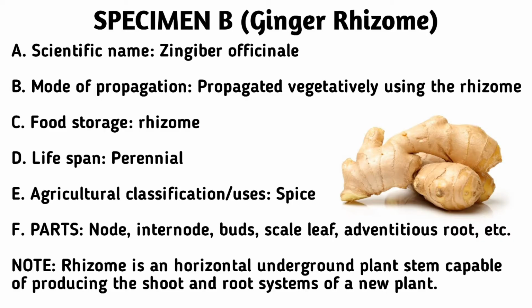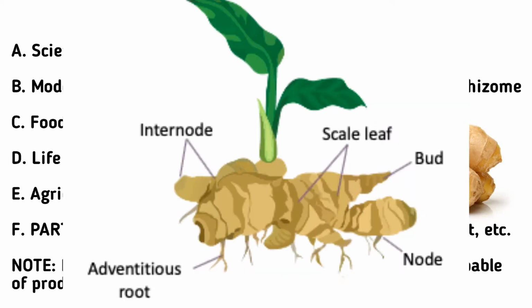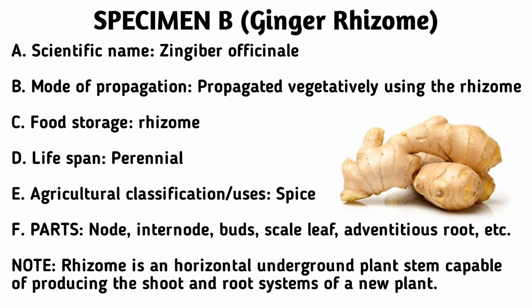So in the exam, they could ask you to classify the specimen based on its life cycle. So you are simply going to write perennial plant. Then the agricultural use, it is used as a spice, just like the onion. And then the parts, we have the node, the internode, the bud, the scale leaf, and the adventitious root. So in your exam, you could be asked a short question, what is a rhizome?